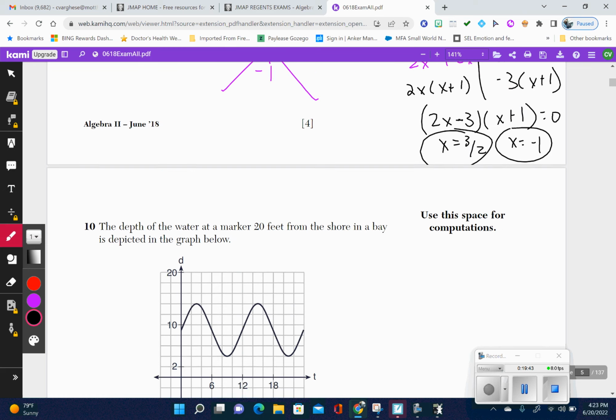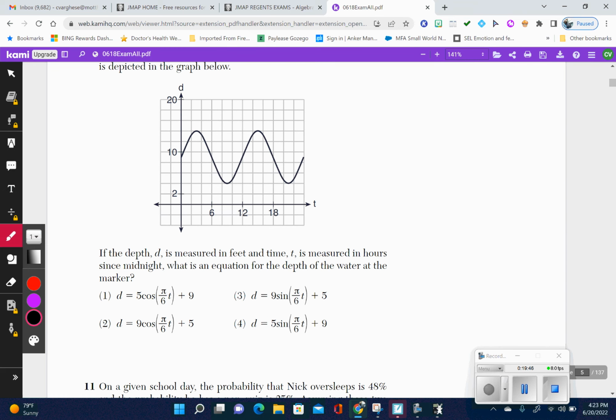All right, number 10, you want to basically see which of these equations matches this graph right here. So the first thing that I want to find out is the midline, where it cuts the graph in half. I can see that the midline is going to be right there. Looks like that number is going to be 9. Yep, 9, because this is 2, 4, 6, 8, 10. So the midline is going to be 9, which means that this number right here is going to be 9. So I can cross these two out.